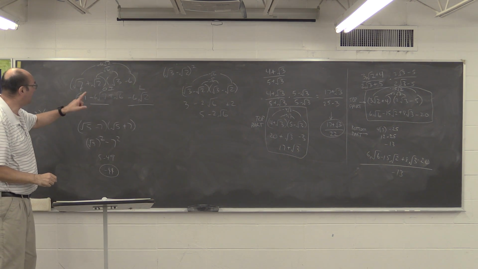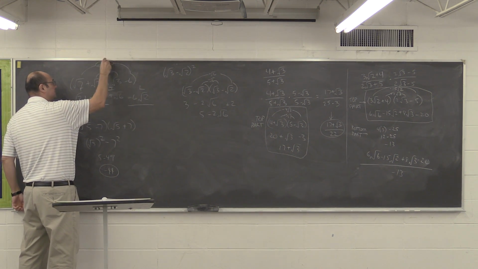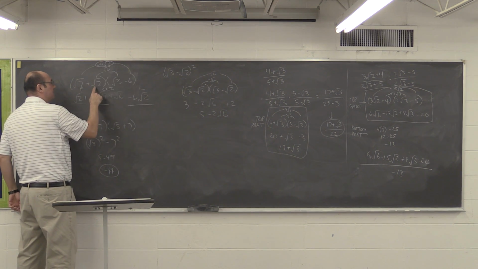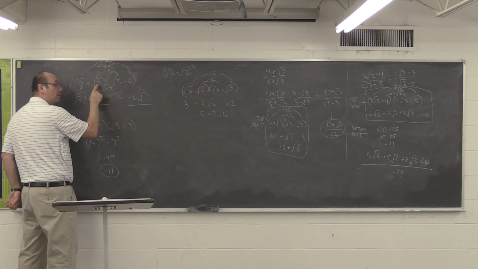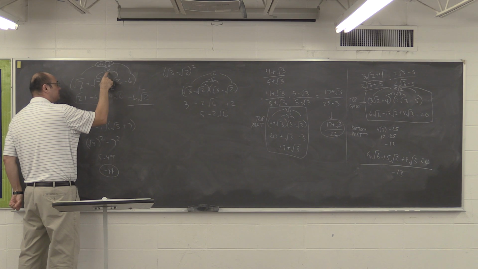Now we do our inner. Again, I did the rainbow. Here's the negative 6 square root 7 right there. And then on the inside, look at them. Both of them are radicals. Square root 2 times square root 3 is the square root of 6.